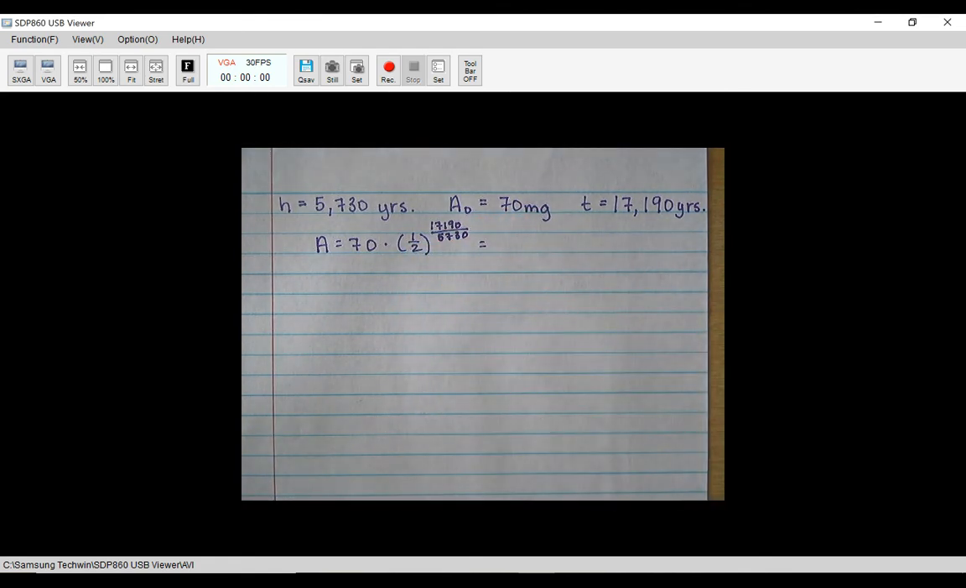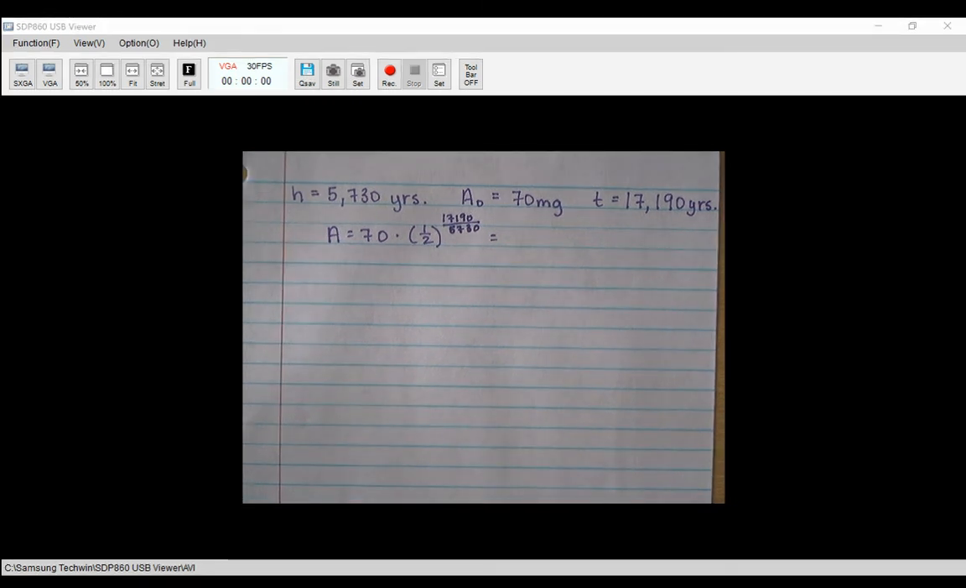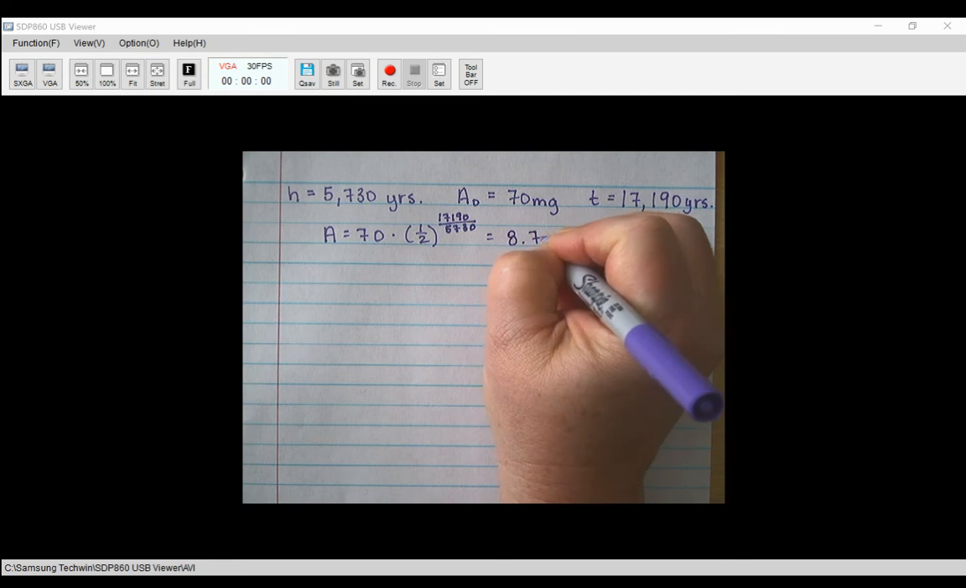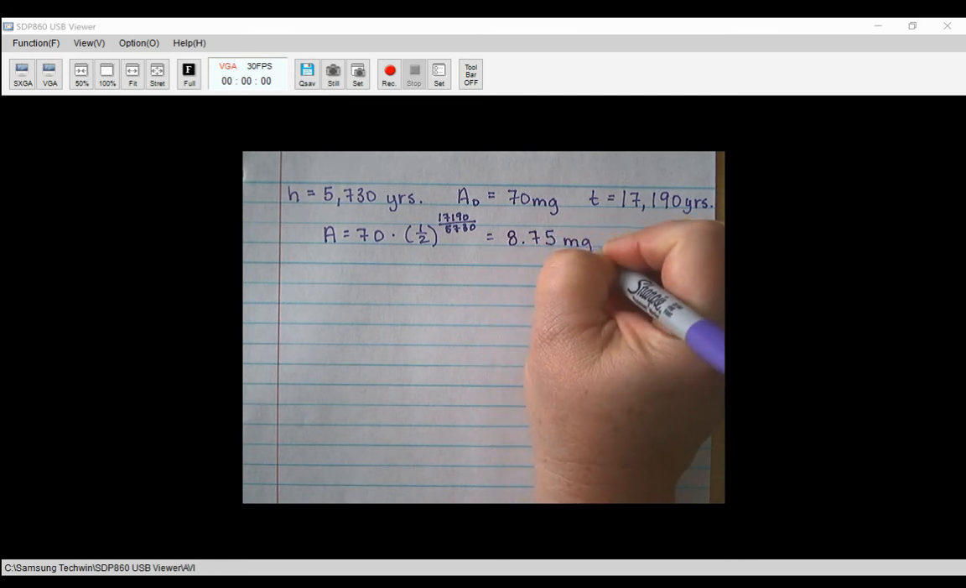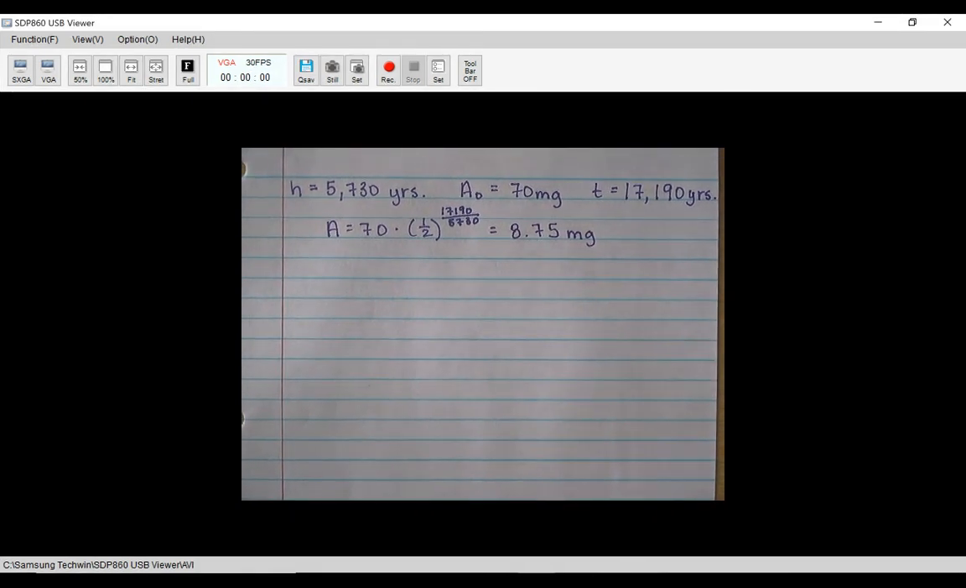All right, so once again, let's take a moment to type this in our calculator. All right, so 70 times 1/2 to the power of 17,190 divided by 5730. And I get 8.75. And we're measuring in milligrams. But again, just for kicks, let's try this in the table and see what happens.